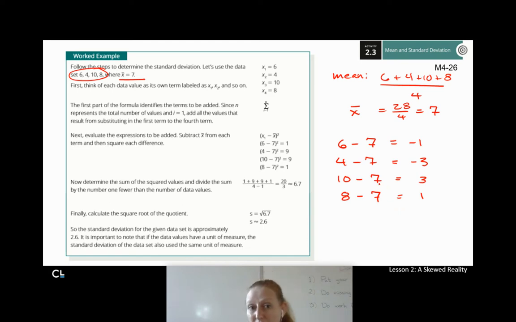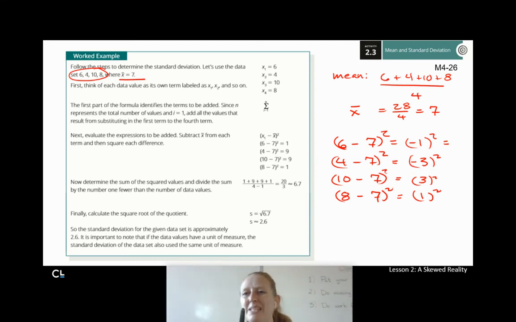The next thing we need to do is to square everybody. I'm going to take all of these and square them, multiply each times itself. Don't forget, when you square a negative, it becomes a positive, because a negative times a negative is a positive. So -1 times -1 is +1. -3 times -3 is +9. 3 times 3 is 9. And 1 times 1 is 1.